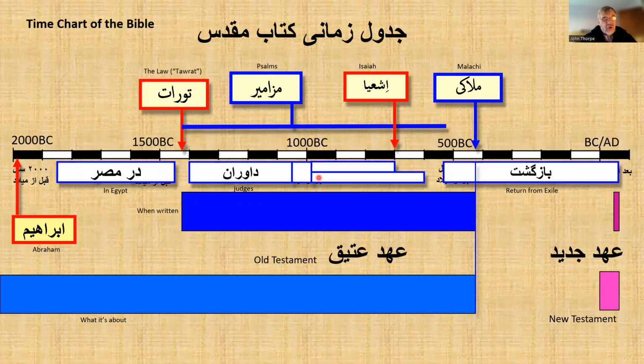So all the kings of the southern kingdom are descendants of David the king.